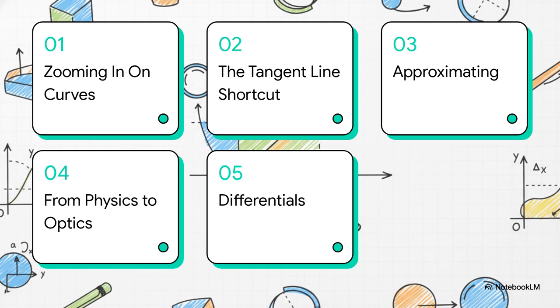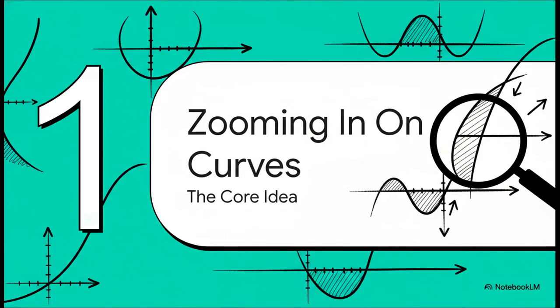So here's our game plan for this explainer. First, we're going to build some intuition by literally zooming in on a curve. Then we'll turn that idea into a powerful mathematical shortcut. We'll even put it to the test with a real example, see how it's used in fields like physics and optics, and finally, we'll wrap up by looking at a new way to talk about this whole concept using something called differentials.